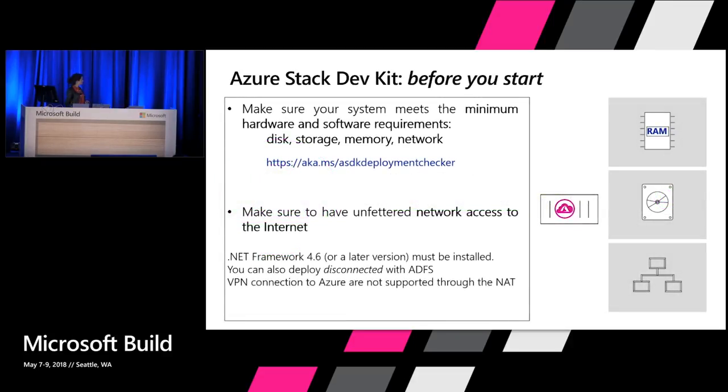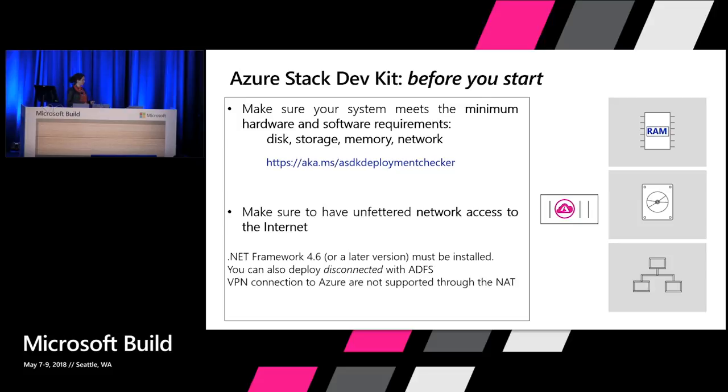So before you start, those are just considerations. Because it's a single node that you're going to download in your data center, you have to make sure that your hardware and software meets the minimum requirements. That's in terms of disk, storage, memory, and network. Of course, if you have more memory available, you can deploy more services. Everything is well documented here, so please check out this link.